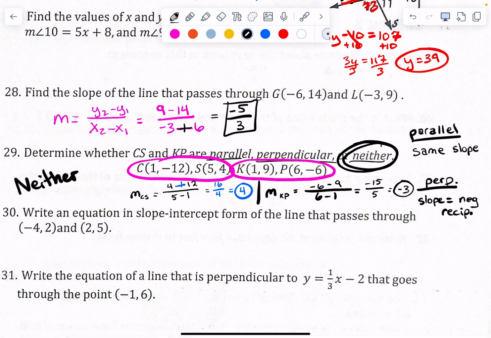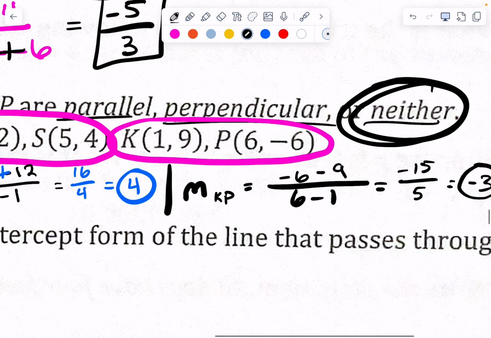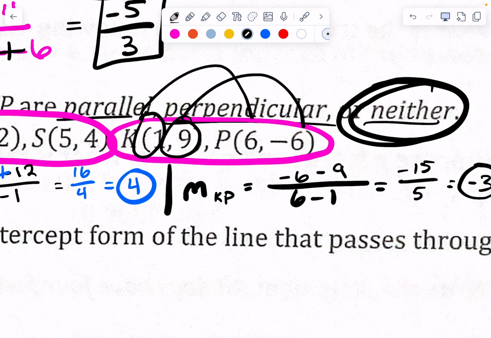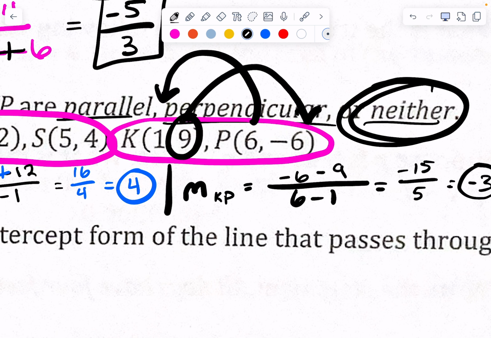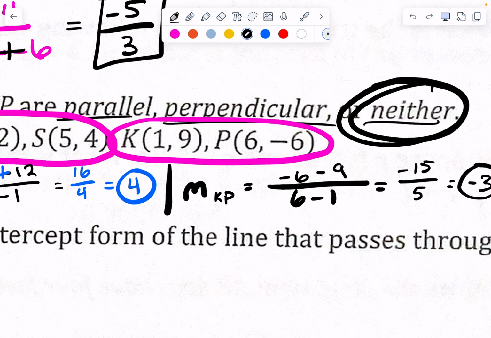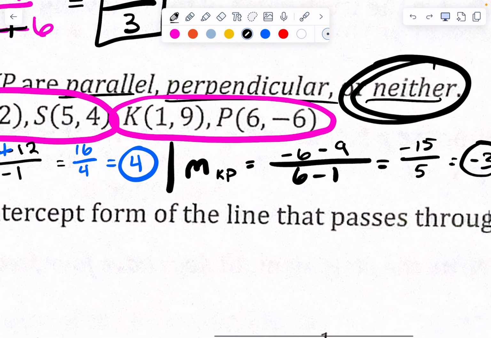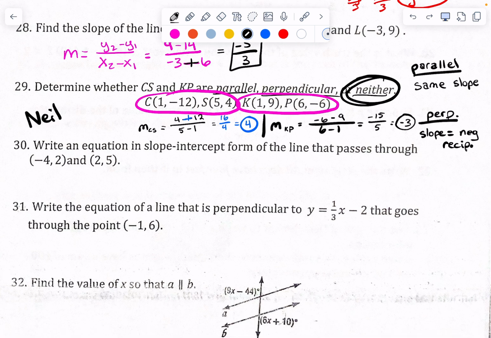If you do it the other way around, like 9 minus 6, this one minus this one and this one minus this one, that works too. The only thing you can't do is 9 minus negative 6 and then 6 minus 1. You either go left to right, or right to left. You can't go left to right in one and right to left in the other. That would be illegal. As long as you go the same direction, you will get the same answer. Correct.